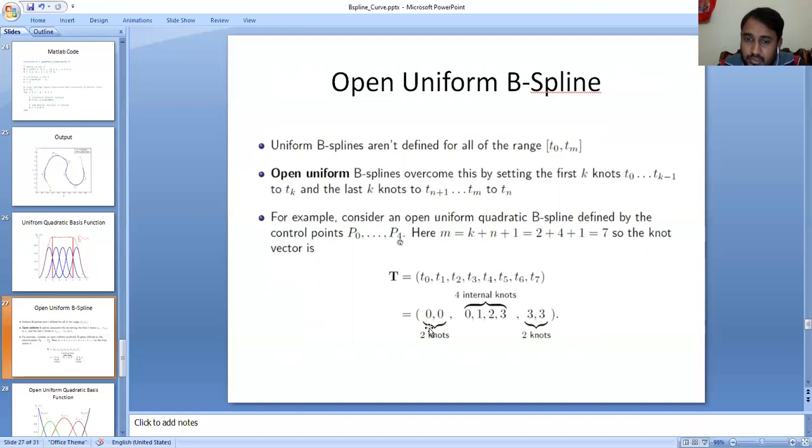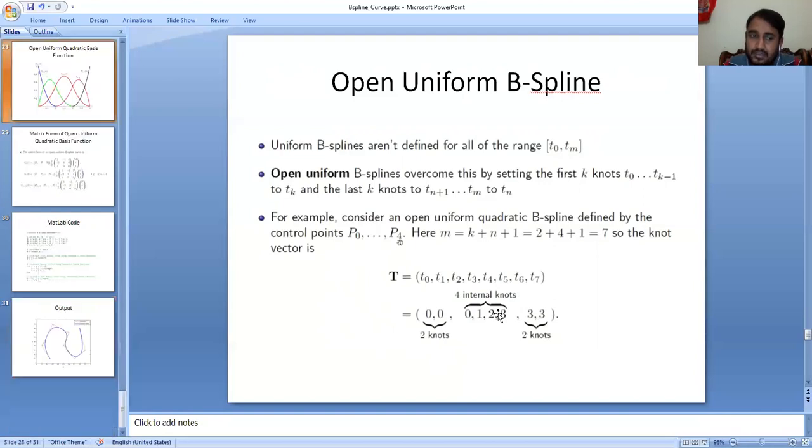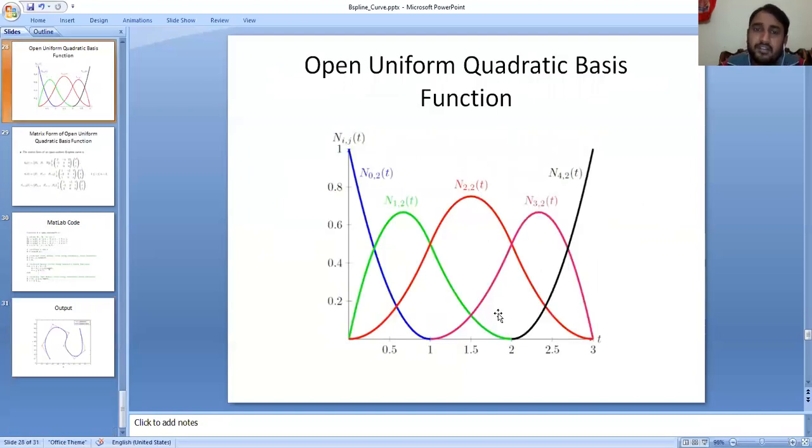So the first two knots have the same value as the third knot, and the last two knots have the same value as the third last knot. So we can take this into the sequence 0, 1, 2 and 3, and these two knots will have the value 0 and these two knots have the value 3. And when we expand this, we get the open uniform quadratic B-spline function as this.